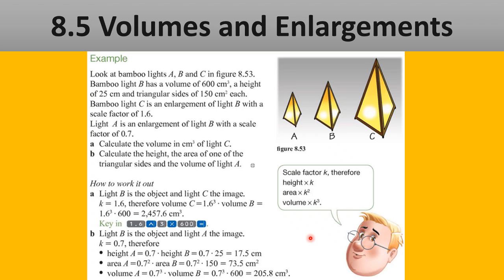So be on the lookout for what they ask you to calculate. What is the object? What is the image? Do I know k? And if I do not know k, is there a way that I can calculate k? For example, by taking a look at a dimension in C and a dimension in B. Remember, that is the formula from 8.3. K is equal to a distance in the image divided by the corresponding distance in the object. And in theory B, we will find a new way to sometimes find the scale factor as well.